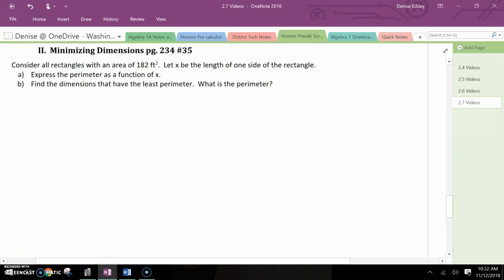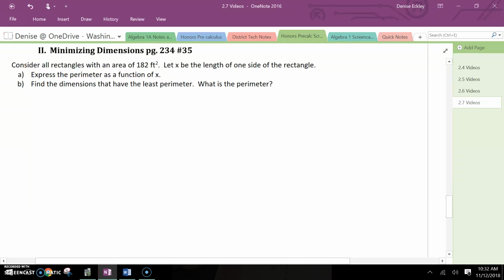Another application of rational equations is minimizing dimensions. In the example that I gave, page 234, number 35, what we're going to do is minimize perimeter. So we look at a rectangle that has an area of 182 square feet, and x is going to be the length of one side of the rectangle.